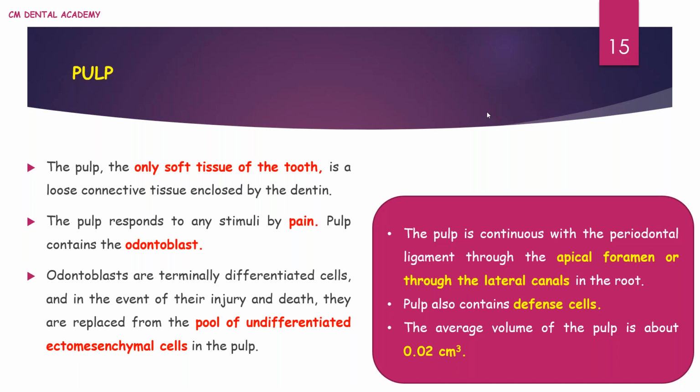The pulp is continuous with the periodontal ligament through the apical foramen or through the lateral canals. So this is the coronal pulp and the radicular pulp. It also contains defense cells. The average volume of pulp is about 0.02 cubic centimeter. This is the very important fiber question. The defense cells are present in the pulp.